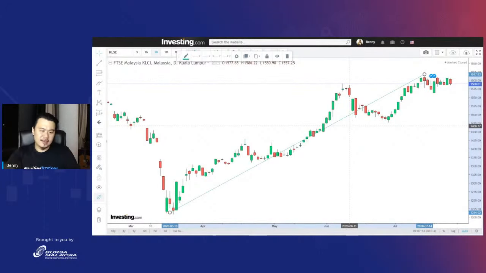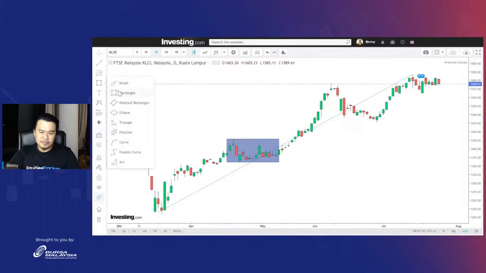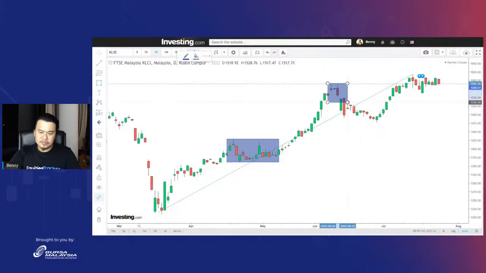Now, for example, here we know that there is a correction over here. Let me just draw, right? In April up to May, there was a correction here. And then of course in June until the middle of June, there's another correction. So what happens is this, right?